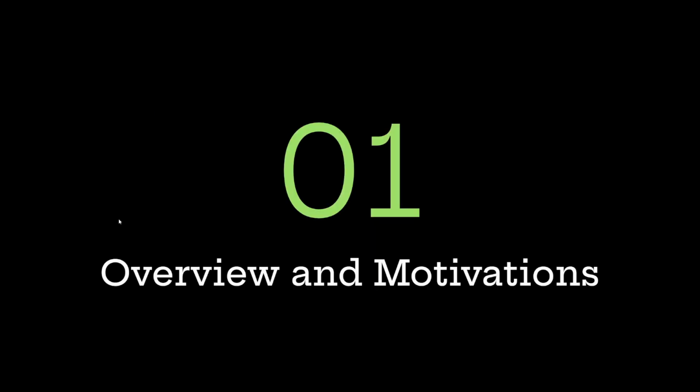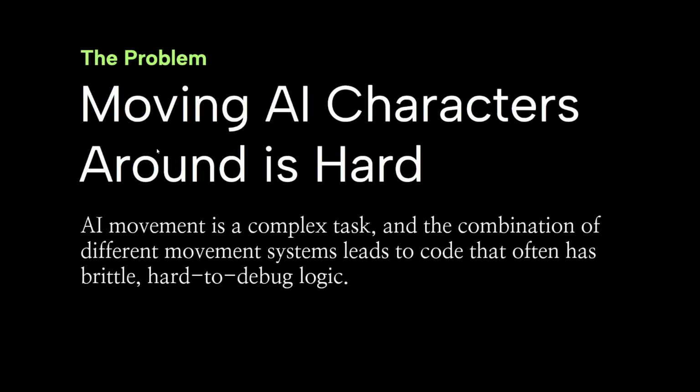So let's start out with this chapter's overview and motivations. What is a unified movement system? Why do we want to use it? First, moving AI characters around is really hard, especially doing it in complex ways and in ways that look good to players and look smart to players. The combination of different movement systems leads to code that's really hard to debug and prone to breaking. So, we need to figure out a way to combine our movement systems in a way that makes sense, right?